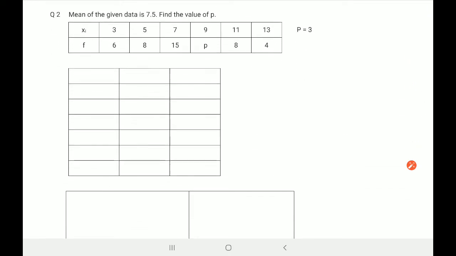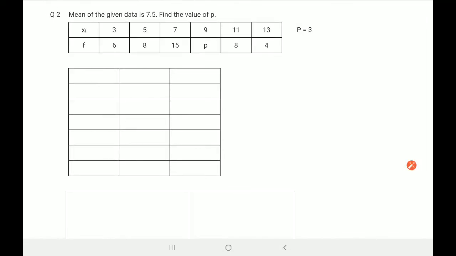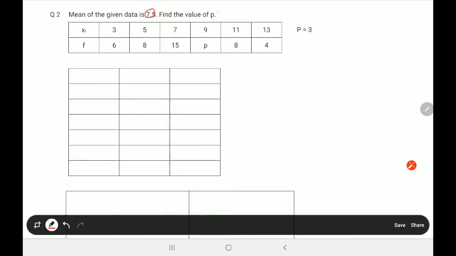This is the second one. The mean of this data is given, that is 7.5, and you are expected to find out the p value. Mean of this data is 7.5. You have to find the p value.